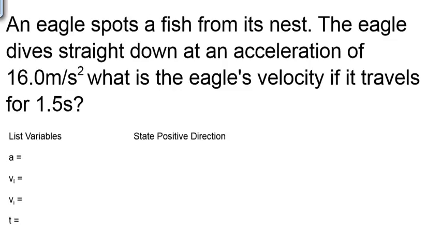First, we're going to pick our positive direction. The eagle is flying downwards, so it would make sense for us to say that down is positive. So we show that with our plus sign arrow pointing down.